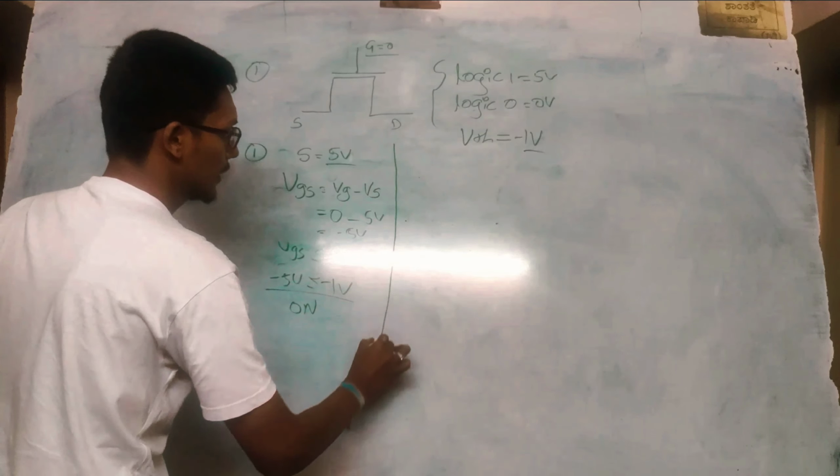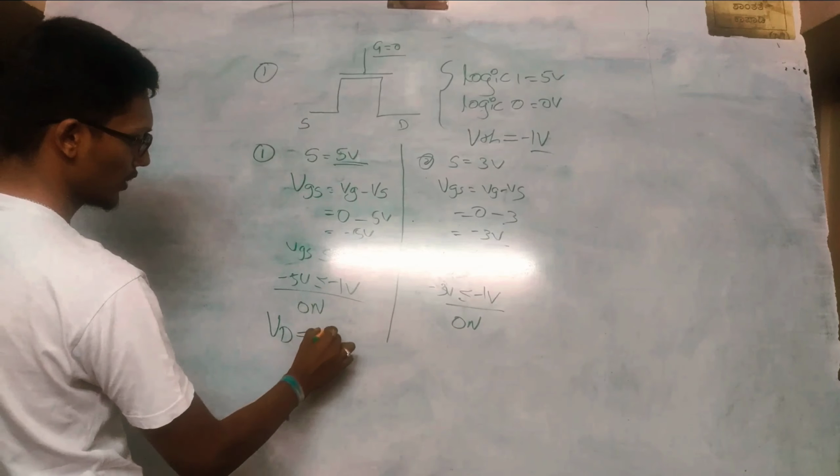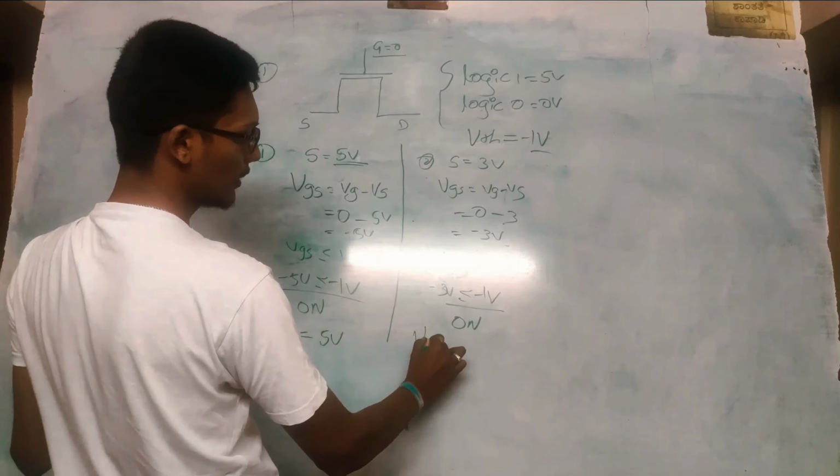We'll go to the second case, that is S equal to 3 volts. Again we'll calculate VGS. VGS is equal to VG minus VS, we already know. So VGS is 0 volts minus 3, that is minus 3 volts. We know the condition is VGS less than or equal to VTH. VGS is minus 3 volts, which is less than or equal to minus 1. So this condition is satisfied, so the transistor is on. Here I forgot that VD, the output voltage, is what we have given at the source terminal, that is 3 volts.